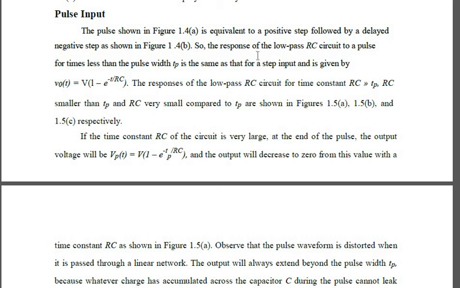The response of the low pass RC circuit to a pulse for times less than the pulse width tp is the same as that of the step input, which is already given by the equation V0 of t equals V times (1 minus e to the power of minus t by RC). This was the equation we got from the step input. This is the output voltage equation of your step input.